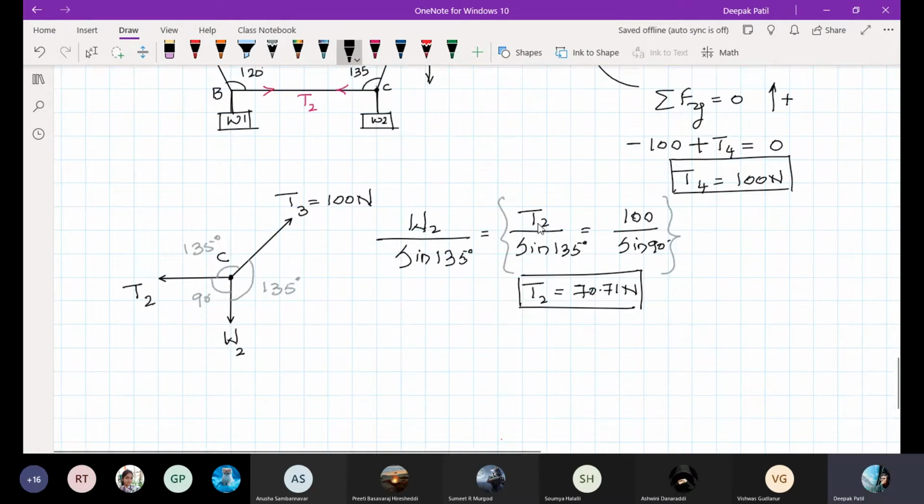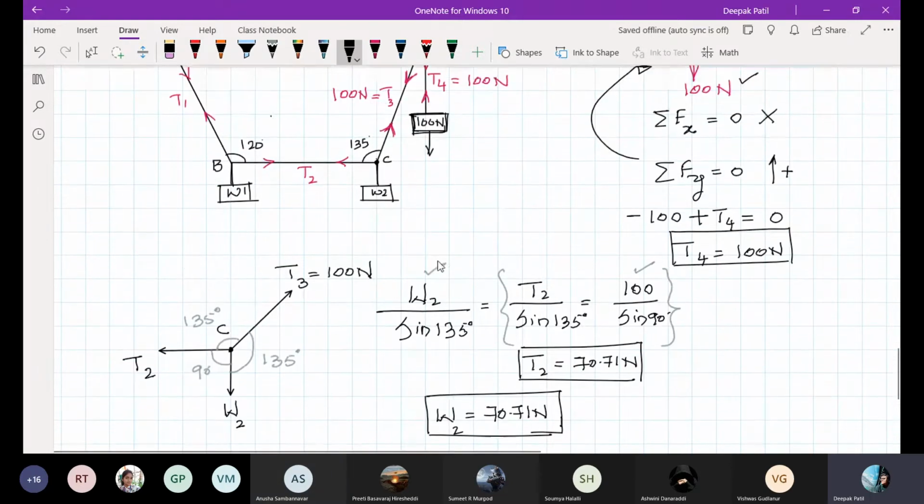Then what you can do next, you can use this and this and do the cross multiplication. From that you can get the value of W2, which is once again 100 into sine of 135 divided by sine of 90. So once again you are getting 70.71. Are you clear, students? Any doubts you have in this?